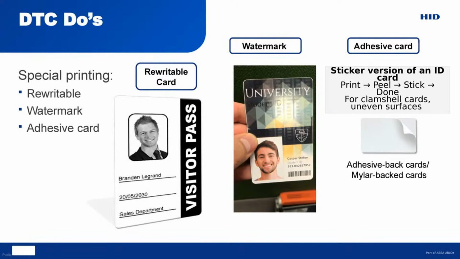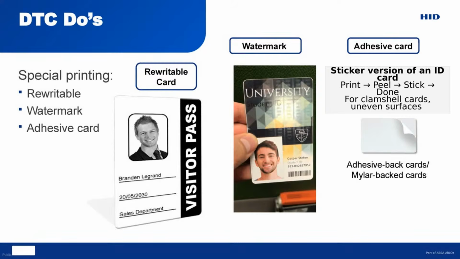Sure. This slide is talking about the DTC options like rewritable cards, watermark, and adhesive card. Rewritable cards are coated with a thermochromic layer. This layer changes colors when heat is applied, and the printed information can be updated again and again. It typically changes between white and blue or white and black, depending on the card type. This is very useful for cards that need regular updates, like visitor cards.